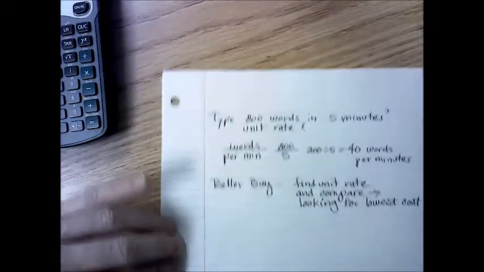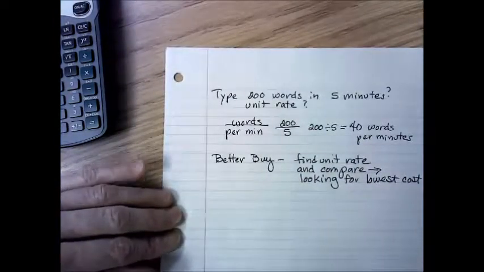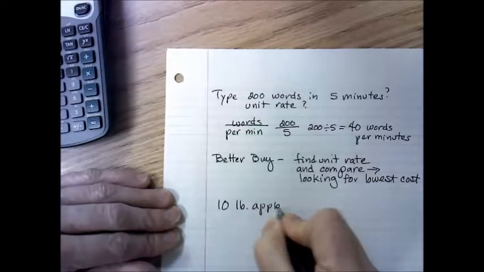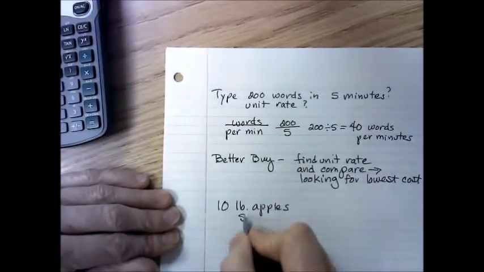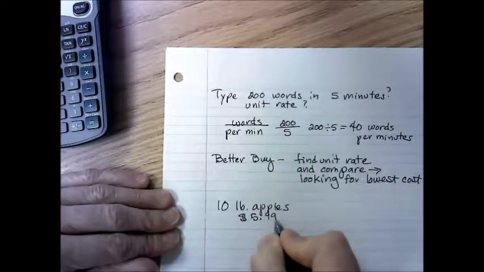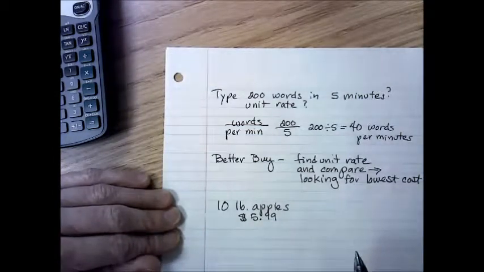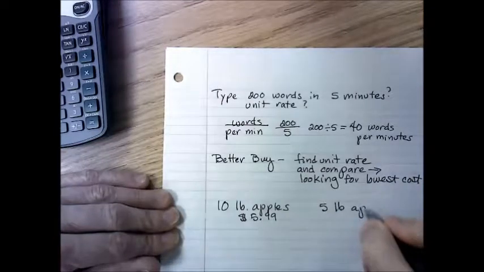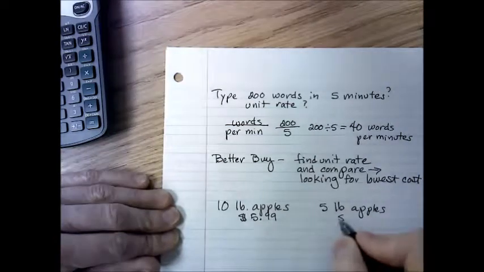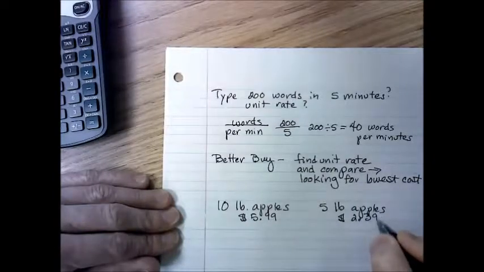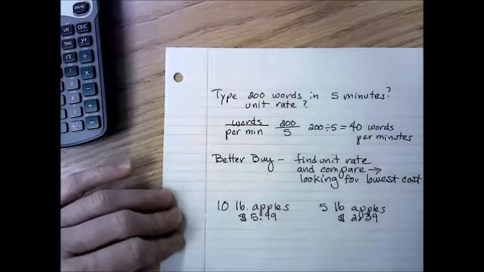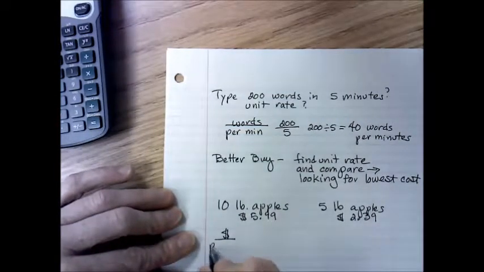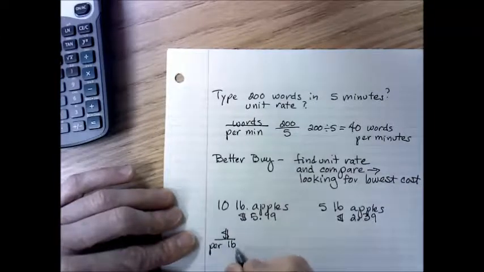So let's say that we are at the grocery store and there is a 10-pound bag of apples, and that cost is $5.99. And we see another bag of apples. This one happens to be a 5-pound bag of apples, and the cost for those are $2.39. So we have to determine which is the better buy. So for this, it would be the cost per pound is what we are looking for.